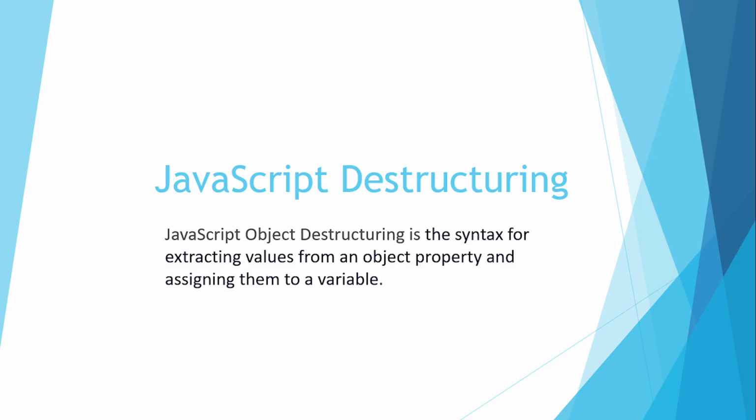JavaScript destructuring. JavaScript object destructuring is the syntax for extracting values from an object's properties and assigning them to variables. This is called JavaScript destructuring.